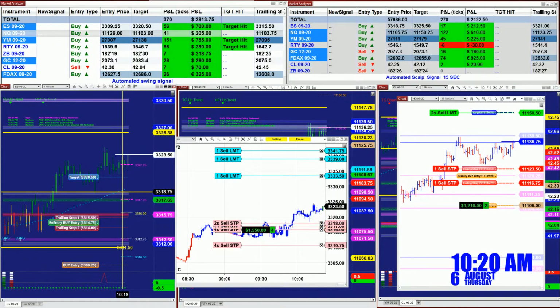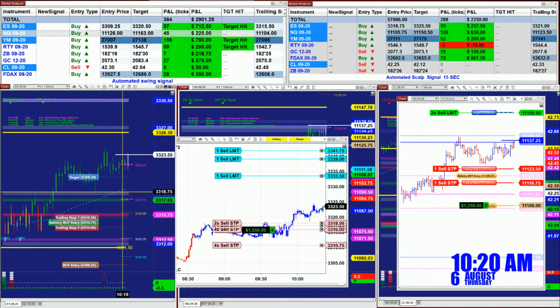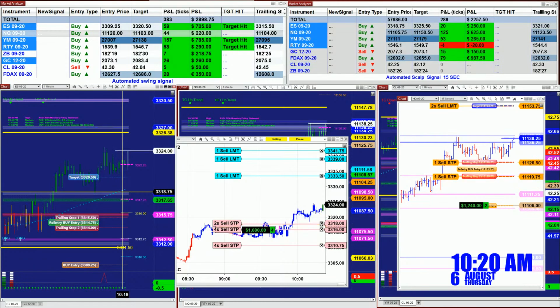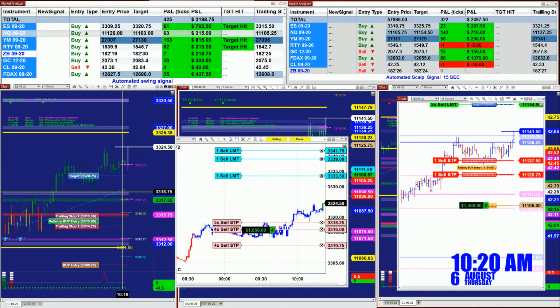Let's try one more time. This is a very important, critical area here, gentlemen, because if we break this double resistance, we're going to be climbing to over 1500 on that. And there we go. There we go.